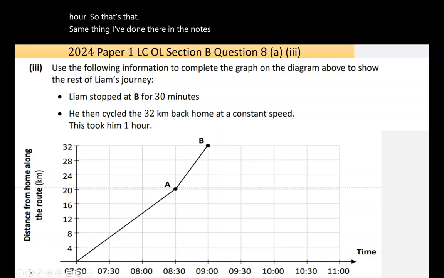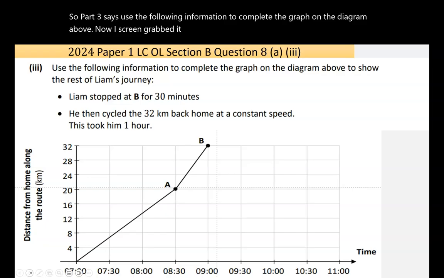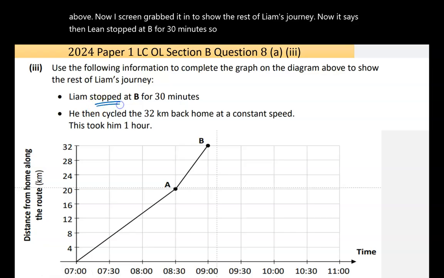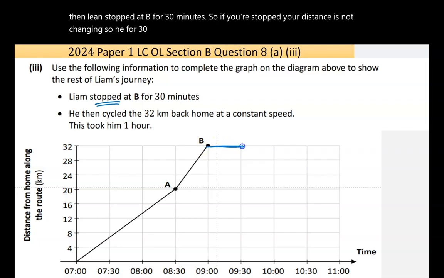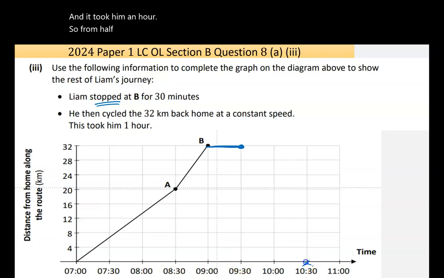So part 3 says use the following information to complete the graph on the diagram above. I screen grabbed it in to show the rest of Liam's journey. It says then Liam stopped at B for 30 minutes. So if you're stopped, your distance is not changing. So for 30 minutes, he was here to here. Then he cycled the 32 kilometers back home at a constant speed, and it took him an hour. So from 9:30 till 10:30, that was his distance.